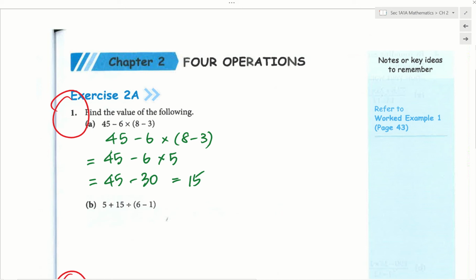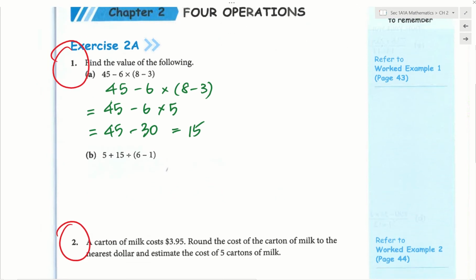Okay, so next question. Which part should we do first? 5 plus 15. So we do the brackets first, right? Okay, so 6 minus 1 gives us 5. Do I need to draw brackets? Can I draw bracket? Yeah, I can. But I don't need it. Okay, so I'm going to erase it. Then what should I do next?